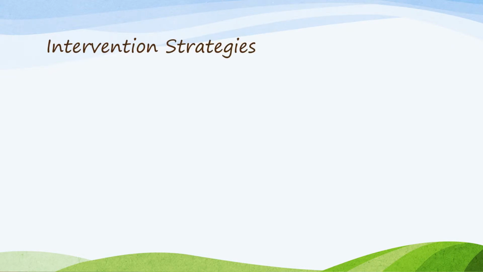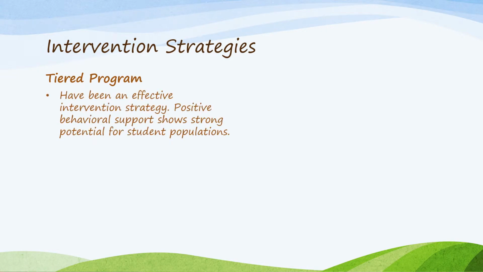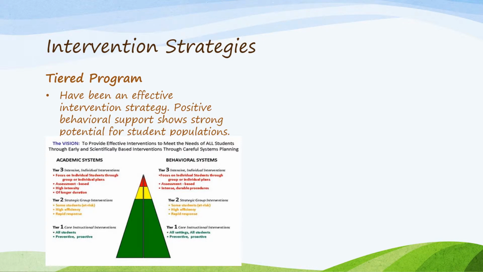So what are some intervention strategies? Looking at the first one, it is called a tiered program. These have been an effective intervention strategy, and they show positive behavioral support, which shows strong potential for student populations. So looking at this chart below, the vision is to provide effective intervention to meet the needs of all students. And this could be through early and scientifically based interventions through careful system planning.